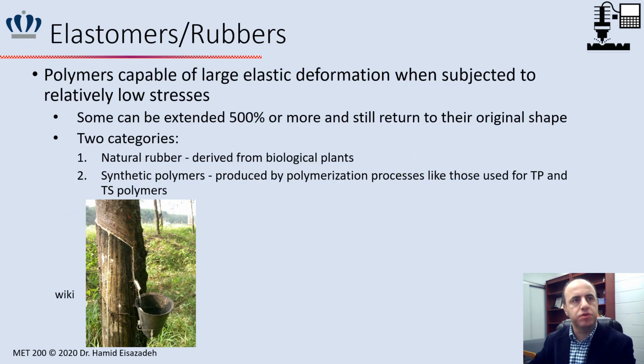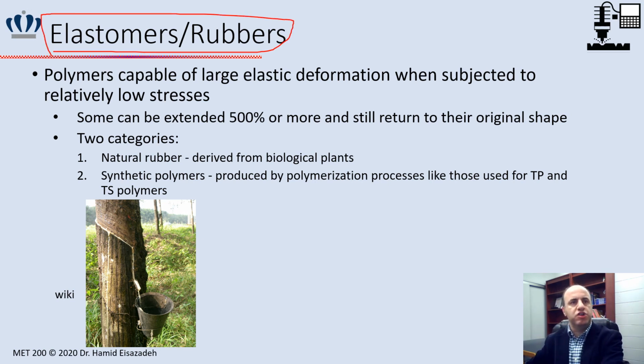The next group is elastomer, or rubber material, and we use these words interchangeably, but both refer to the same material. Elastomer is a polymer that is capable of large elastic deformation, and these polymers, actually this elastomer, can be extended to 500% and still return to their original shape.